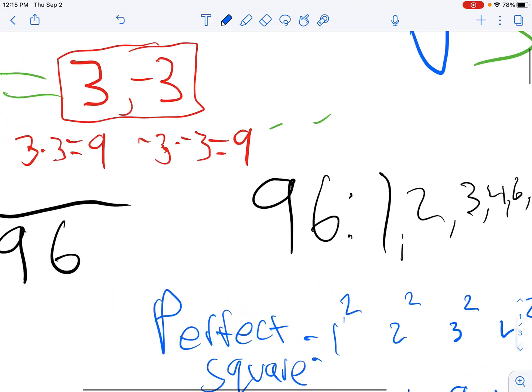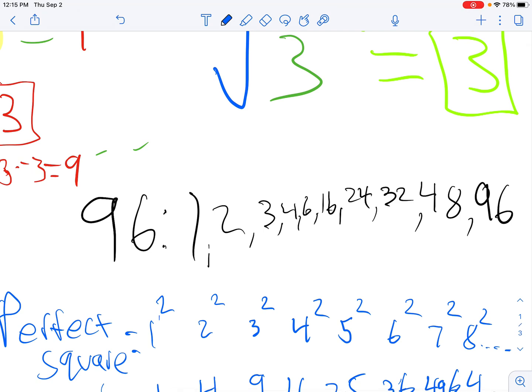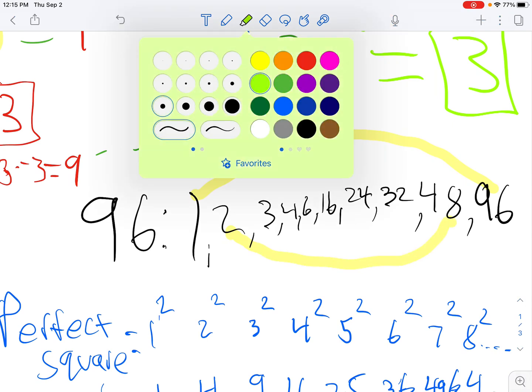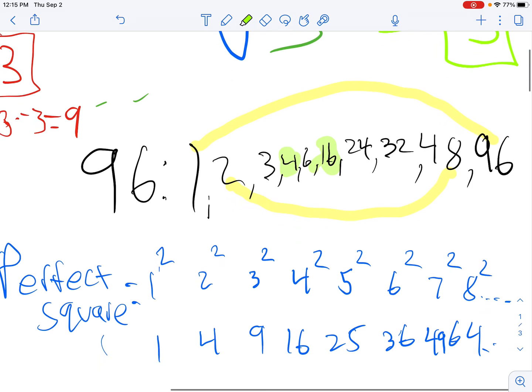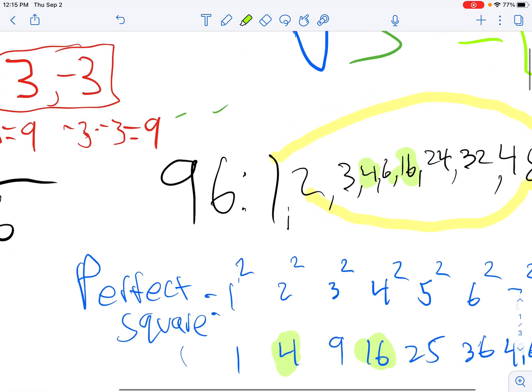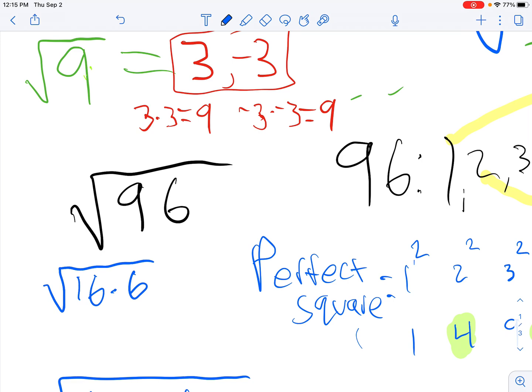Now I want to break up 96 into the different numbers that multiply to get 96. I could say 1 times 96 or 2 times 48. But if we highlight our perfect squares, I see a 4, and I also see a 16. So 16 is our largest perfect square, and we're going to rewrite the square root of 96 as the square root of 16 multiplied by 6.